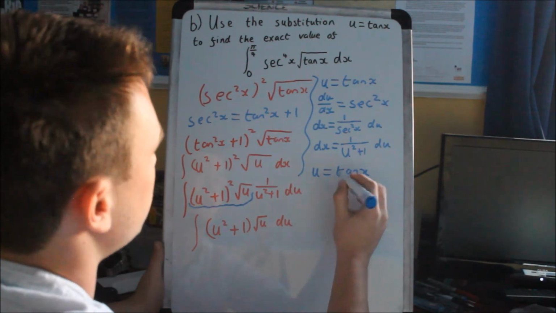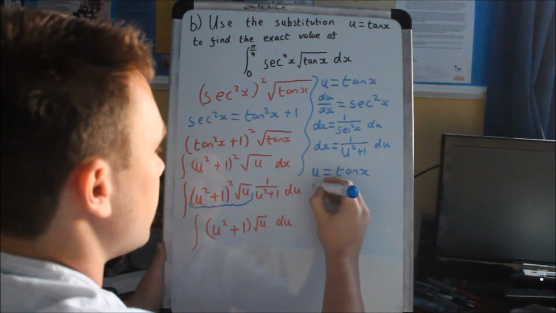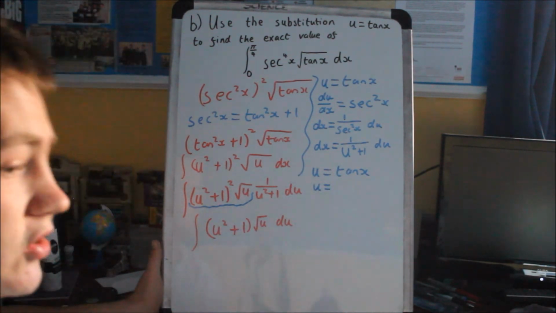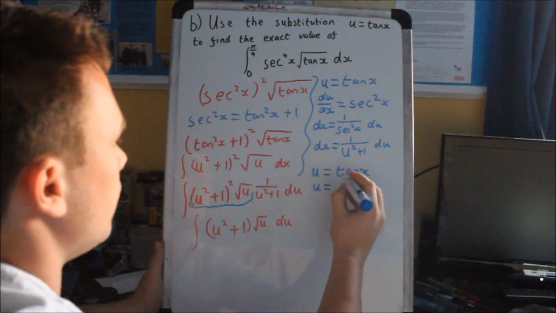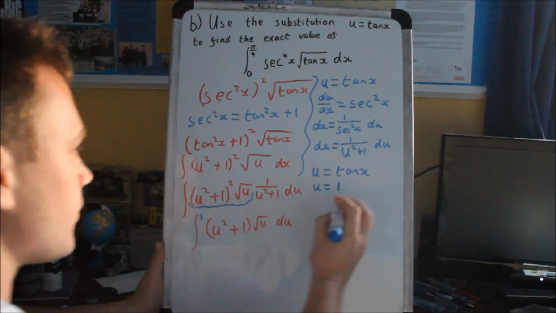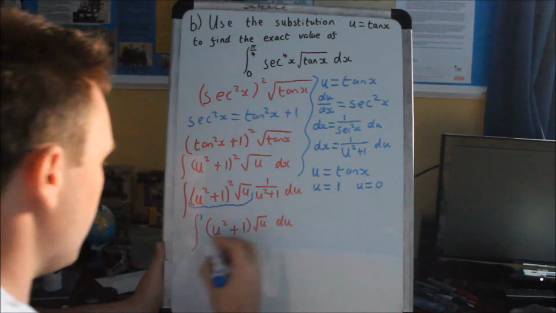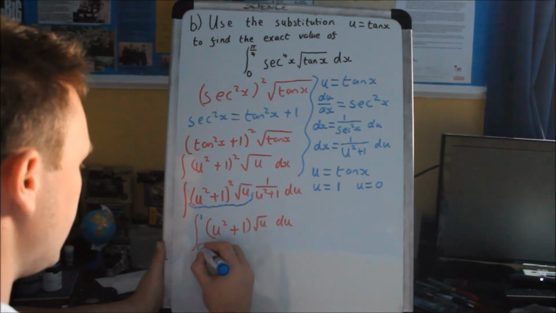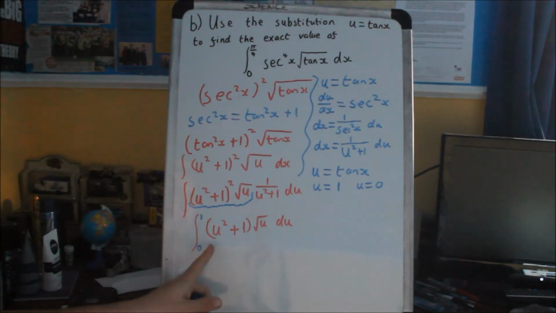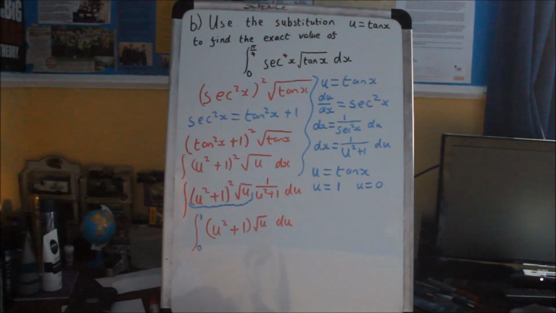So we'll have u equals tan pi over 4. So that means u equals, and you could type that into your calculator, tan of pi over 4 is 1. So that's our new upper parameter, 1. And if you do tan of 0, that gives u to be 0. So this 0 is still 0 down the bottom. So now we're integrating u squared plus 1 times root u by du in between the points 1 and 0.